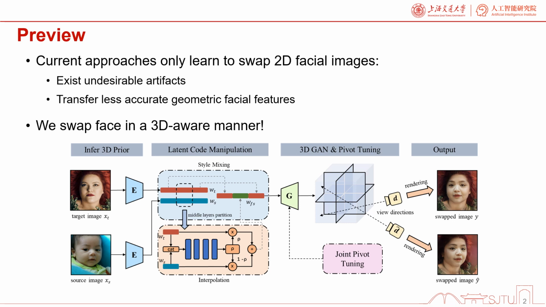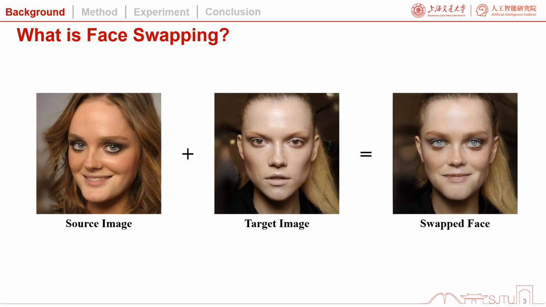By disentangling the identity and attribute features in the latent space, we succeed in swapping faces in a 3D-aware manner, being robust to pose variations while transferring fine-grained facial details. Extensive experiments demonstrate the superiority of our 3D-aware face swapping framework in terms of visual quality, identity similarity, and multi-view consistency. After giving the preview of our work, we're going to show more details in the following few minutes.